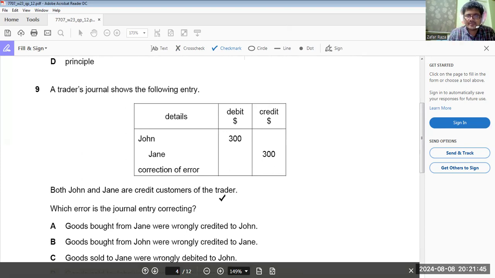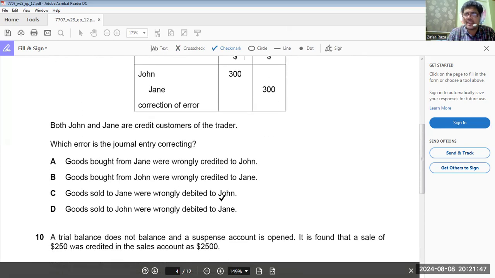both are customers and we are the seller. So it means A and B options can't be applicable because of this wrongly credited. When we sell something, we don't credit customers, we debit customers. So when Jane is credited, it means we have not sold goods to Jane. We have sold goods to Joe. So this was the error. We sold goods to Aaron, but we wrongly debited Jane for that.